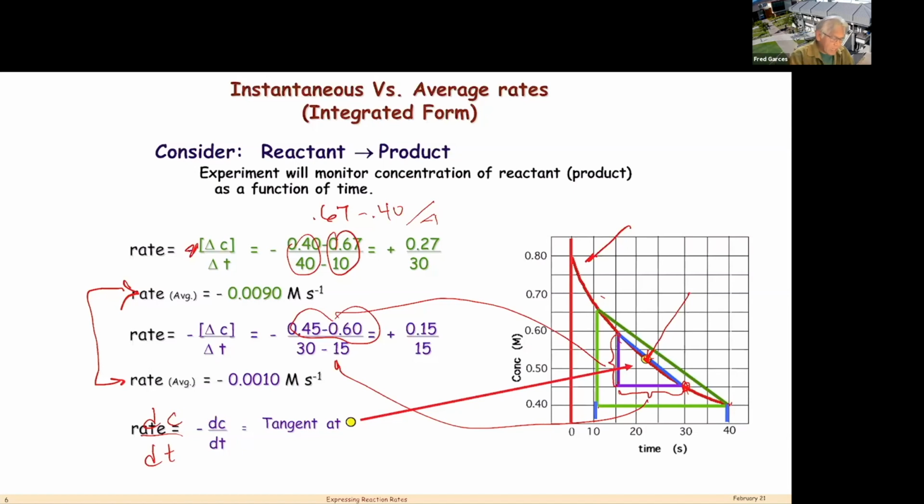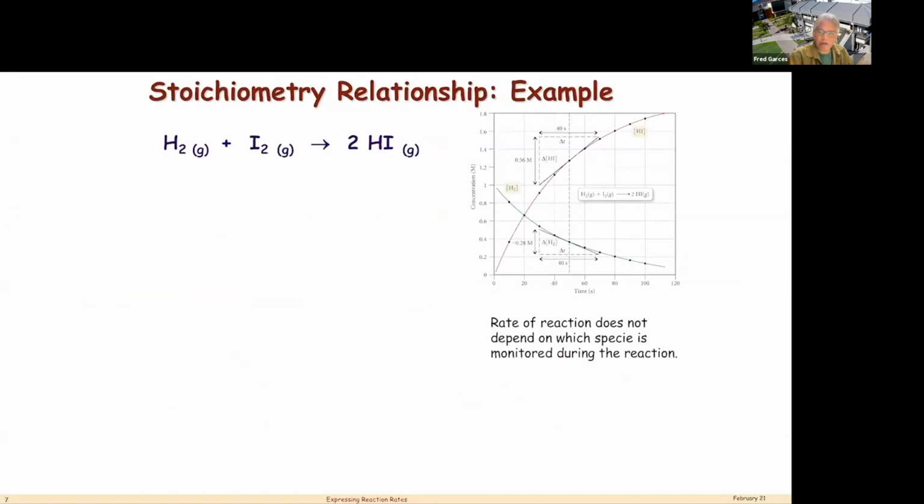If you take 0.40 minus 0.67, that's a negative 0.27. And then if you take 40 minus 10, that's a positive 30. So you do get a negative number, and that's just to illustrate to you that it's disappearing, that the concentration is dropping. That's what it means. So let's move on, because that's how you calculate, if you have a graphic form, the speed of the reaction.